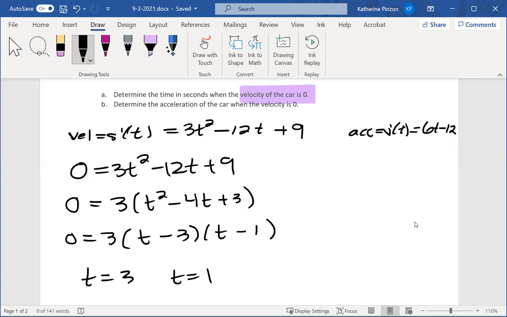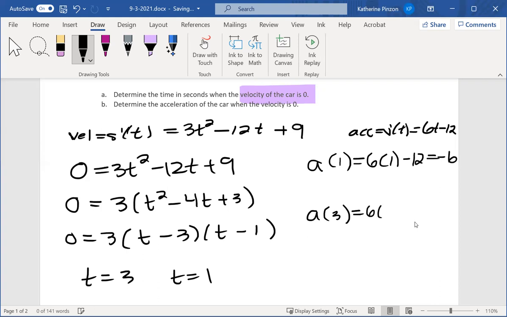Okay. Part B says determine the acceleration when the velocity is 0. So these are the 2 places, t equals 1 and t equals 3, when the velocity is 0. I'm going to find the acceleration at both of those places. So I'm going to take both of those values and plug them in for t.